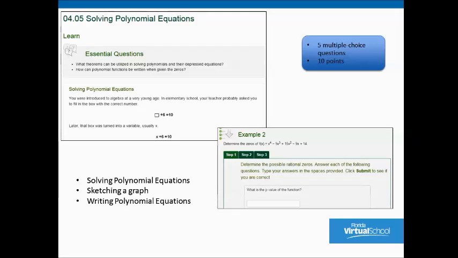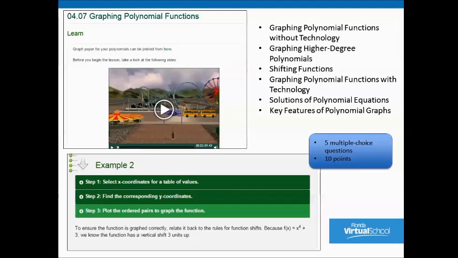4.05 is solving polynomial equations. And in this one, the students will learn to sketch a graph, solve polynomial equations, and write polynomial equations. The assessment is 5 multiple choice questions worth 10 points. 4.07, graphing polynomial functions. So now they get into the nitty-gritty, actually taking what they learned and graphing it.